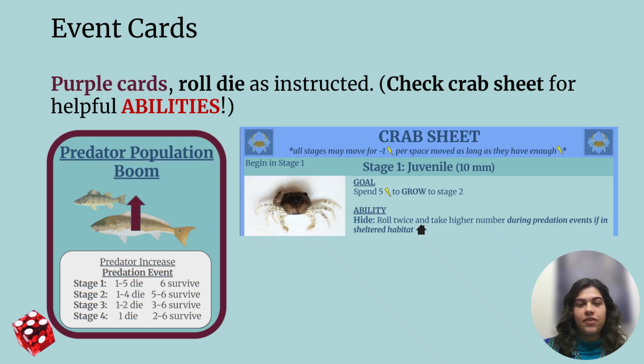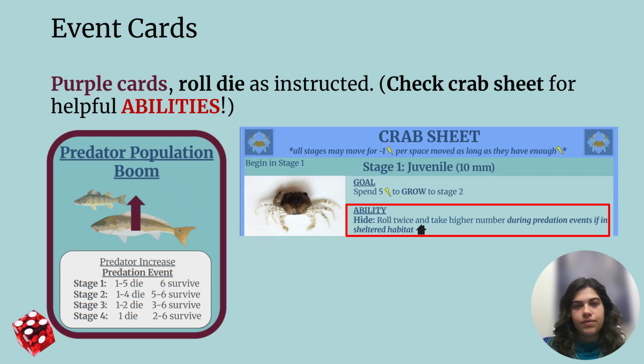The other type of event cards are purple cards, where you roll a die, and depending on the outcome, you either die or you survive. And this is going to depend on whatever stage you are, and then you can also use your abilities to help you survive through these events.